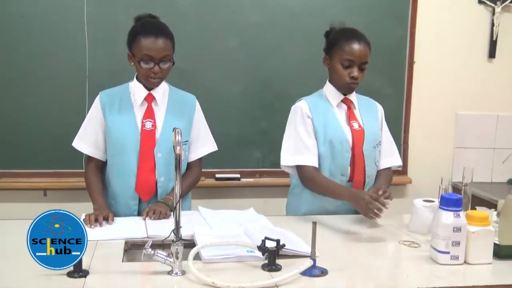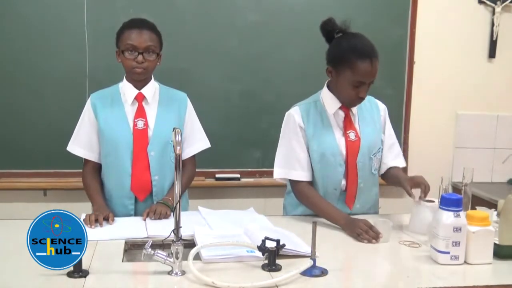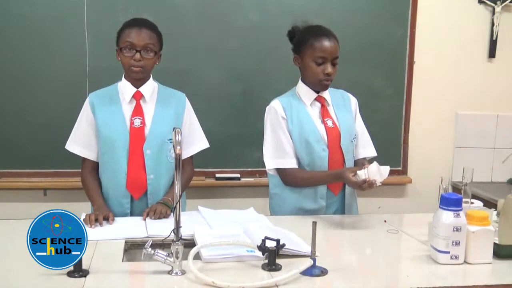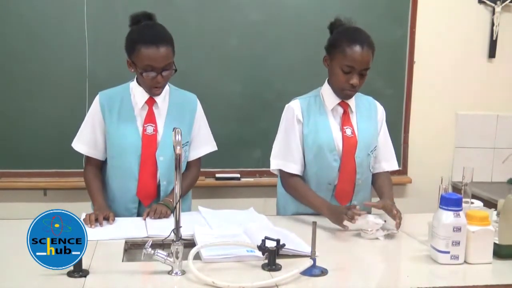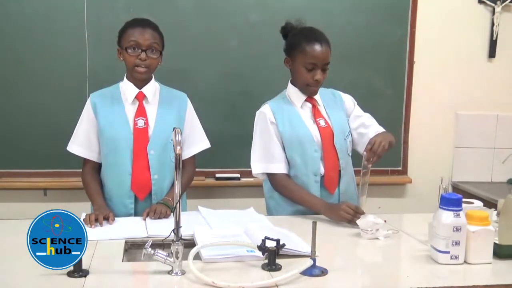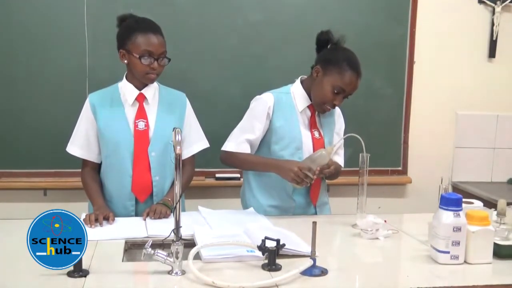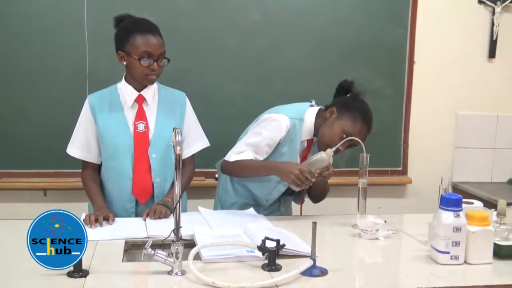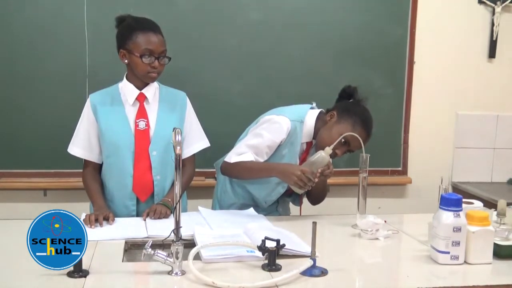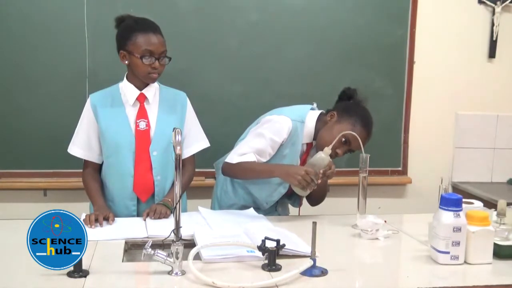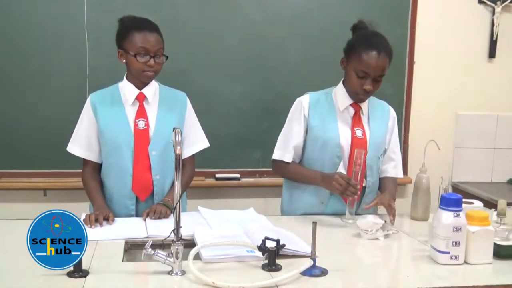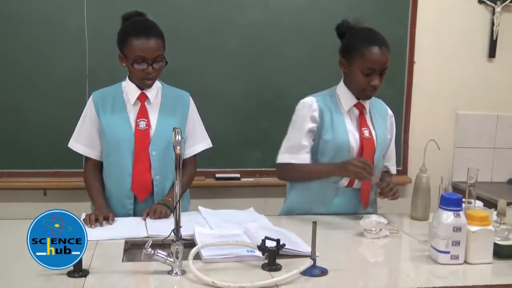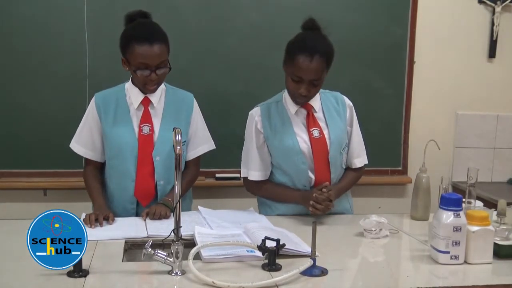We will have a 250 ml beaker. We will wrap it in tissue. The rubber band is used to hold the tissue in place. We will now measure 100 ml of distilled water in a measuring cylinder. The water will be added to the beaker. So in this reaction, we would like to know what happens when ammonium nitrate dissolves in water.